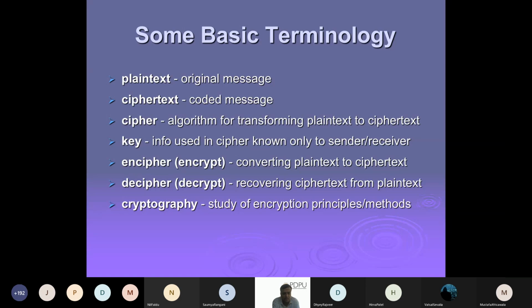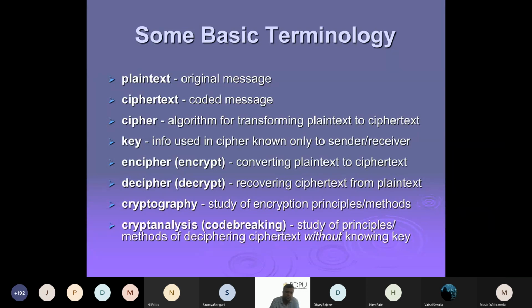Okay, so the next thing is cryptography. It means whatever encryption studies or methods we are going to use, that is, in general, the cryptography techniques. Now cryptanalysis is our next topic. We will see that once we take a cipher, how to break the cipher. So that is cryptanalysis.